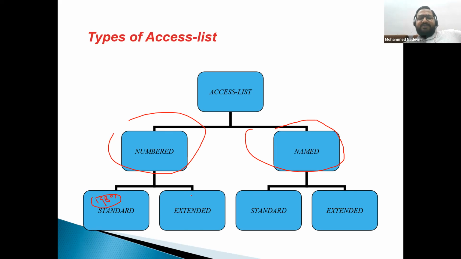Then the next version came as an extended ACL. फिर लोग बोले कि यार नंबर नहीं रखना चाहिए, हमको नंबर से प्रॉब्लम हो रहा. ओके ठीक है, now they upgraded again. Okay, use the name for the ACL. फिर नेम में फिर आप स्टैंडर्ड और एक्सटेंडेड you can use it. So what is the difference in standard and extended?